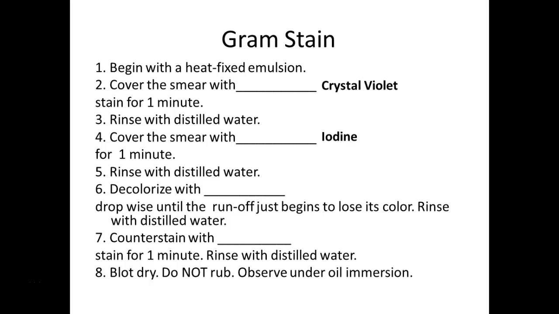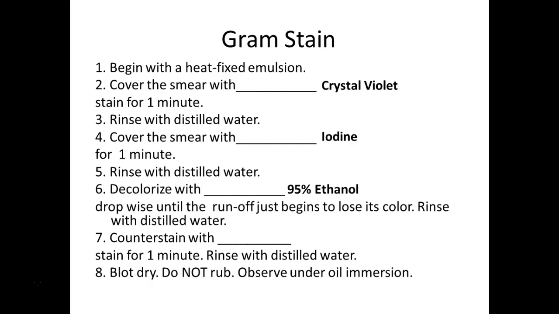Then we're going to decolorize. What do we use as our decolorizer in the gram stain? Alcohol, we use ethanol, right? The particular alcohol we use is ethanol, but either is usually acceptable for testing purposes. If you write alcohol, that's a general name for ethanol. Ethanol is the specific alcohol that we use. It does make a difference. You can't use isopropyl. You've got to use ethanol. Okay?